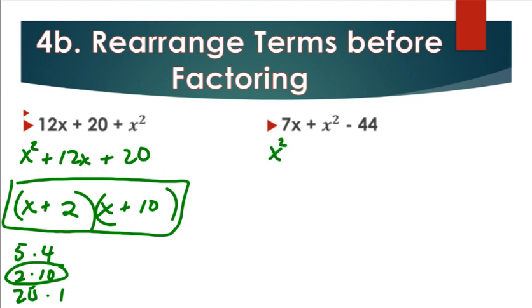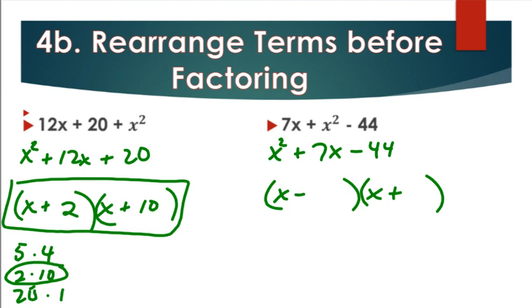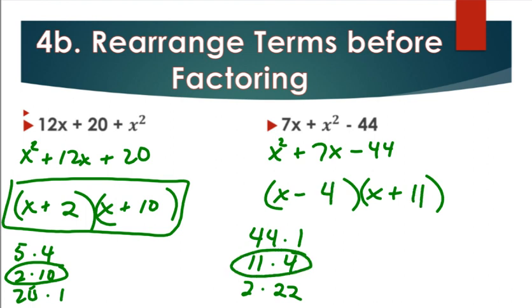Next one, x squared plus 7x minus 44. Our two binomials down. Our x's, one's positive, one's negative because the last term is negative. Bigger number has to be positive because the middle term is positive. So to get 44, I can get 44 and 1. I can do 11 and 4. I can do 2 and 22. Which ones have a difference of 7? That would be 11 and 4. So this is 4. This would be 11.